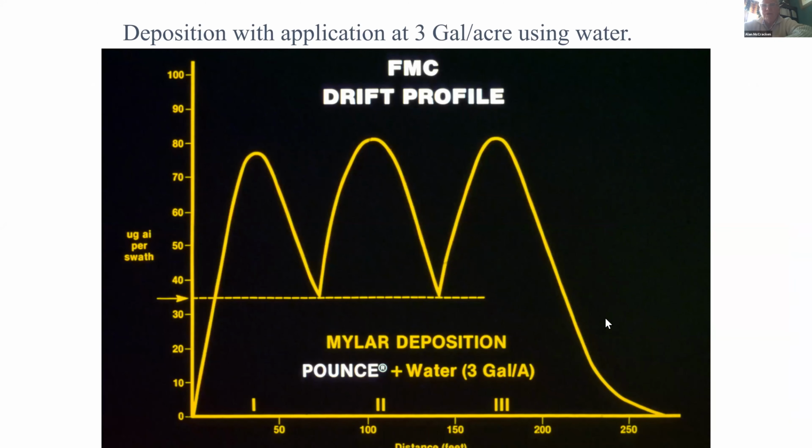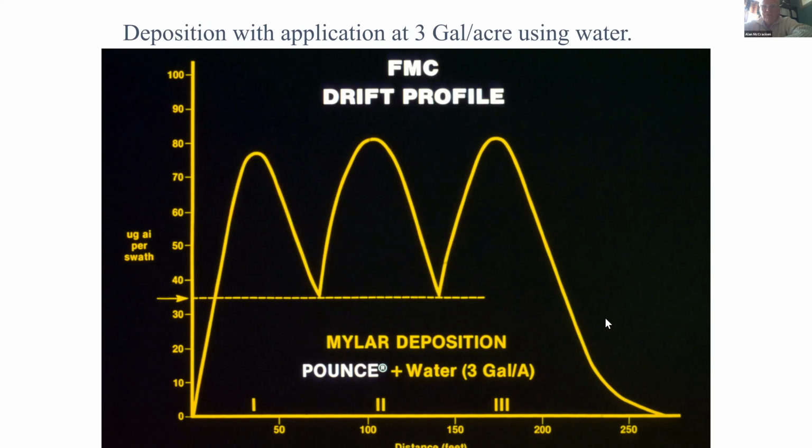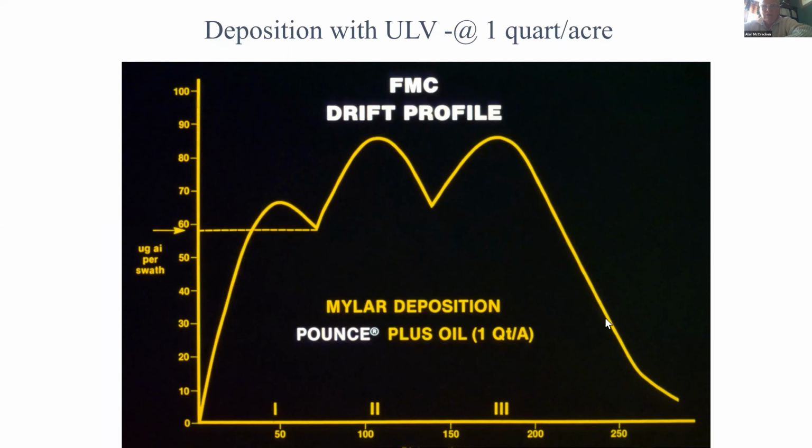Here's some data that clarifies what happens with water in high volumes. This is deposition work for a chemical company, 3 gallons an acre. Note the deposition, figure 35 on the left was the analysis with 3 gallons an acre. Very irregular, 3 passes of the aircraft with wind from the left. When we applied 1 quart to the acre, the deposition jumped to 60. Just look at that again. 35, and it jumped to 60 when we applied low volumes.